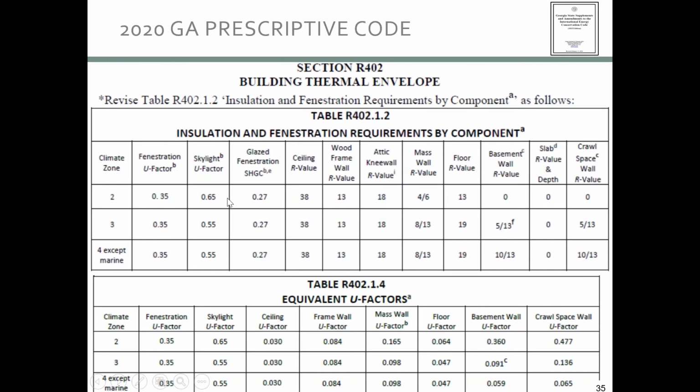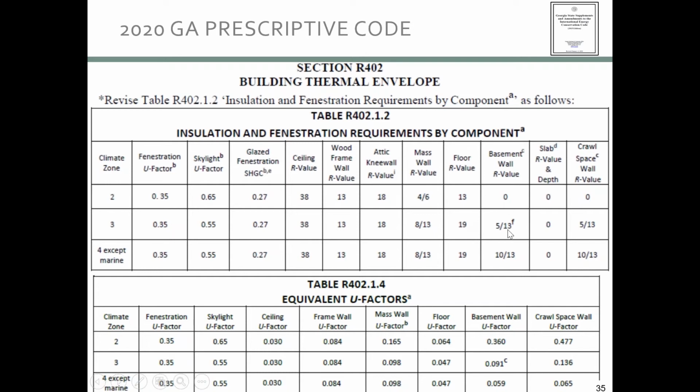Basically, this is our code. This comes out of the Georgia supplements and amendments, and it's based on the table that's in the code. The one that people are more commonly familiar with is the R-value table, which is 402.1.2. For example, in climate zone 3, the windows in all climate zones are the same, 0.35 U-factor and 0.27 solar heat gain. All ceilings everywhere in the state are R38. All walls are R13. All attic knee walls, if such a thing exists, are R18. A mass wall is either R8 if it's on the outside, R13 if it's on the inside, and any floors are R19, unless they're cantilever floors, then they're R30.